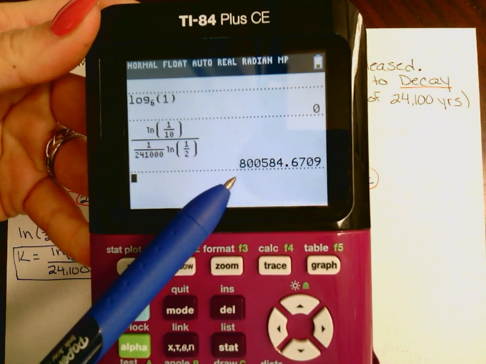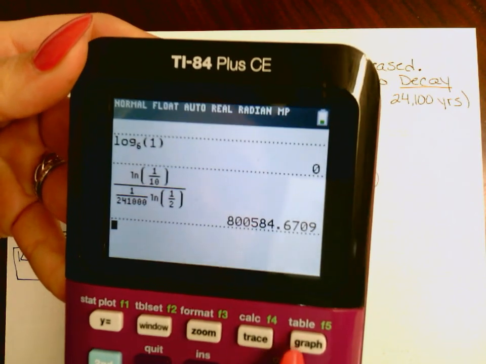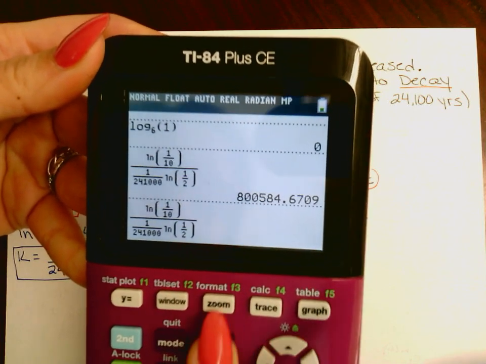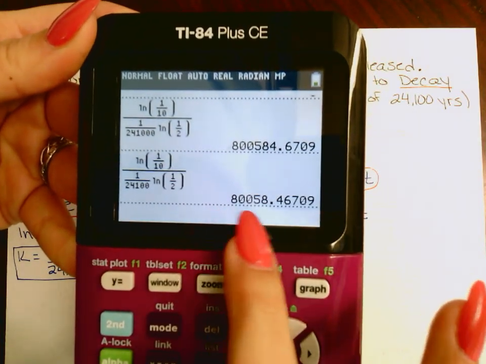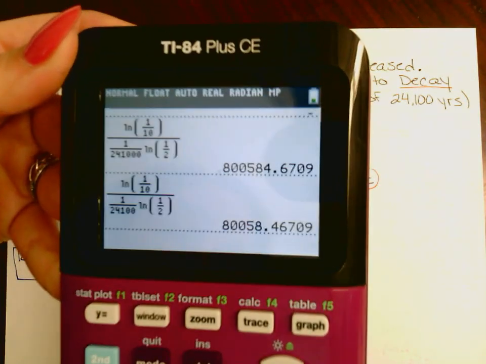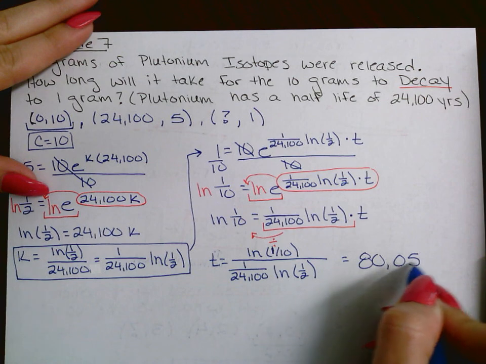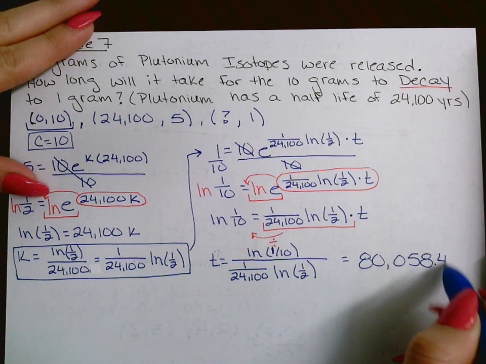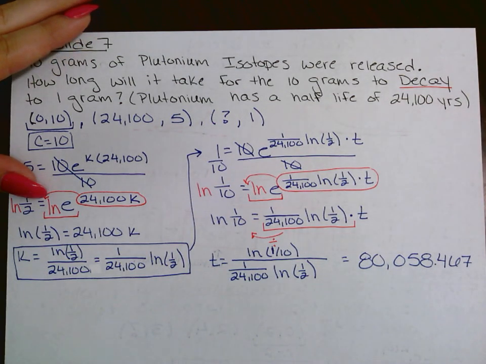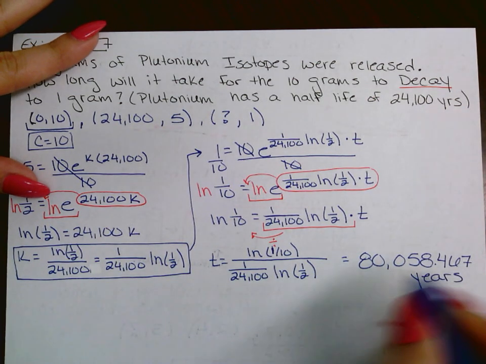You should have gotten 80,000. And then, oh, did I put an extra 0 in? Yes, I did. Scroll up, press enter. There we go. I'm sorry. That should be our answer. 80,058.467. Okay. And make sure whenever it's a word problem, guys, that you always put your unit of measurement. Okay. So it says years. That's how many years it will take.